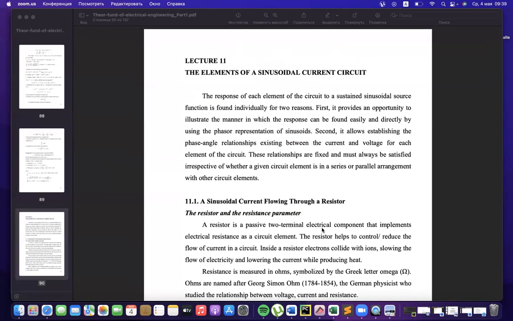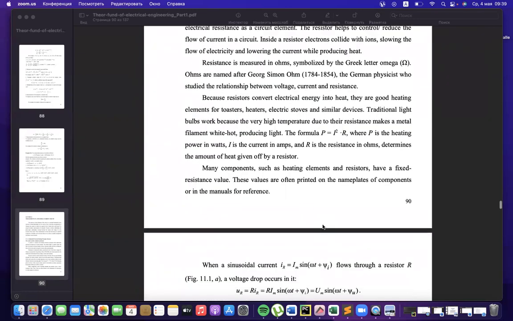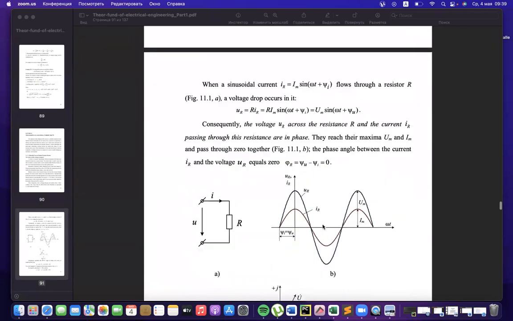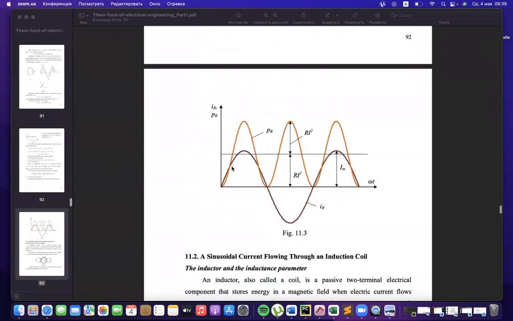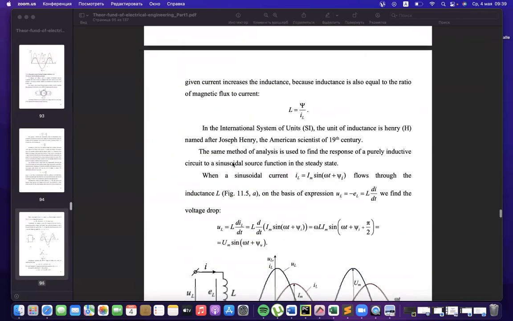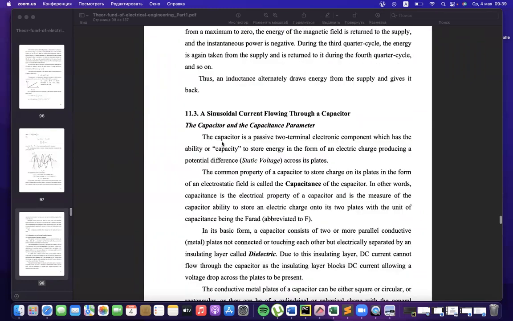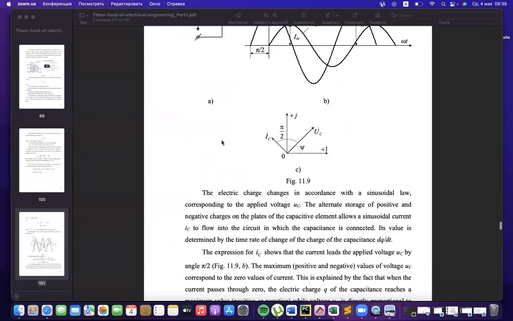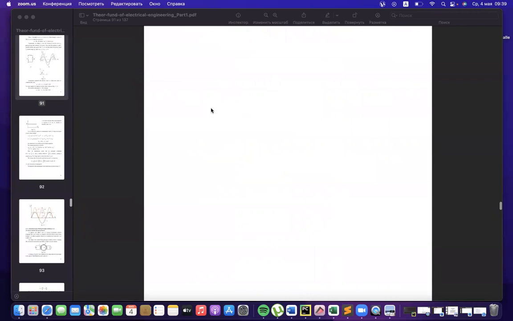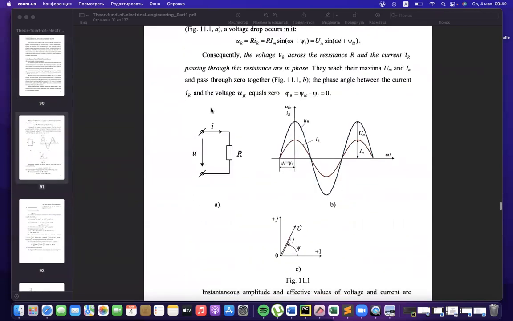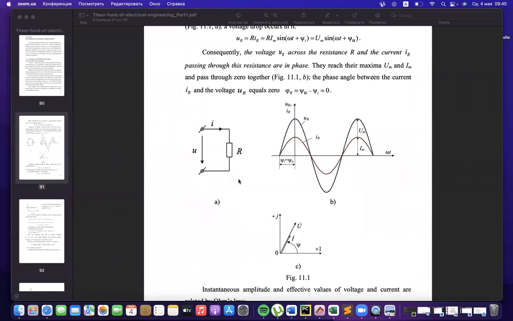And moving forward to the basic elements which we are using inside sinusoidal networks. Three basic elements: resistor, coil, here it is, and capacitor. Here it is. They represent the three basic effects inside the circuit. Resistor represents any type of consumption, any type of transformation of electrical energy to any other types.